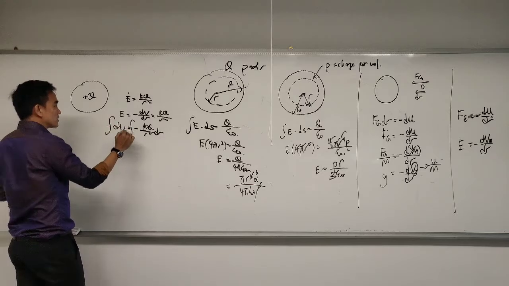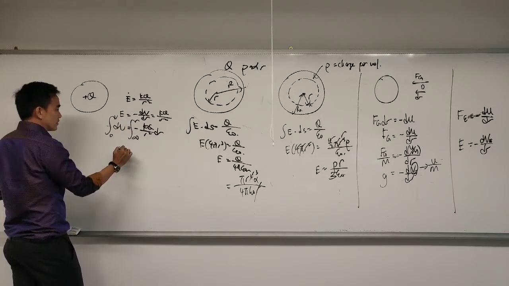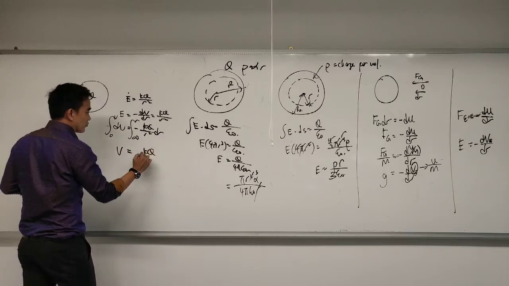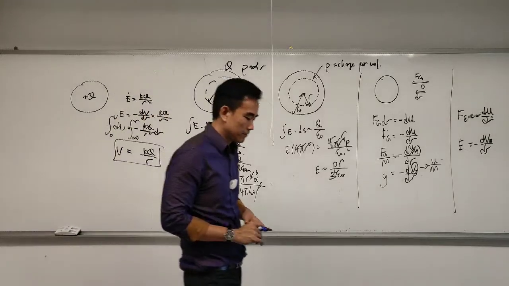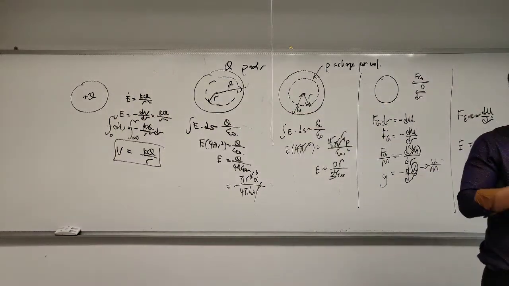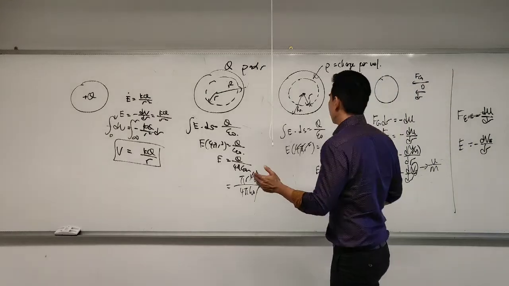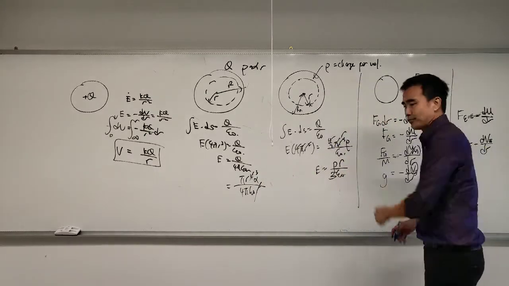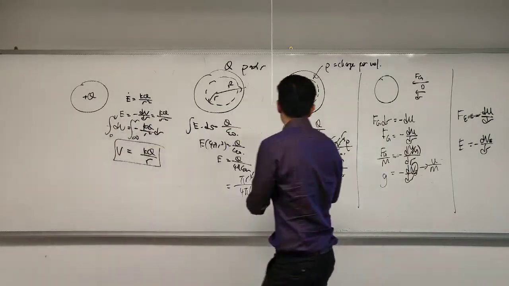If I integrate this from 0 and infinity to a potential at R, this will be V, and this will be just KQ upon R, which is the expression you'll find in any textbook in the world. So this is the expression for potential due to a point charge outside of it. Now how do we apply this to this case, say for example? Let's start off with the case that we have up here.